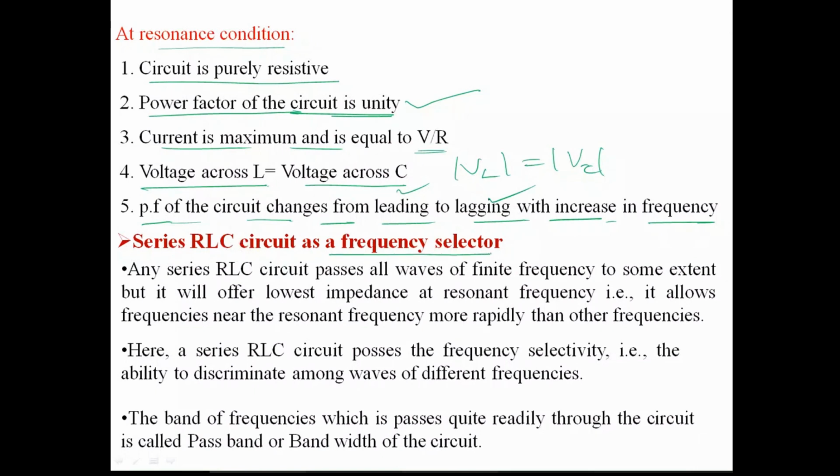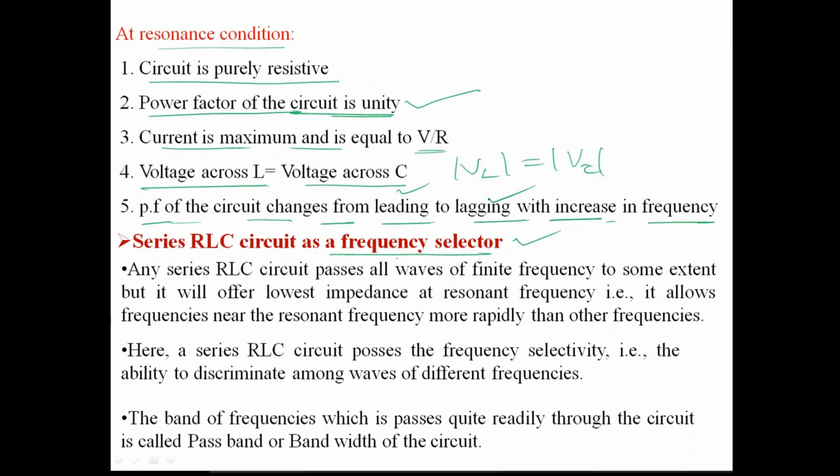A series RLC circuit as a frequency selector. So now this series RLC circuit is used as a frequency selector. At the beginning of the class, in yesterday's class, I told you it is used for the resonance circuit. The electrical resonance circuit is used to distinguish between the different frequencies. Therefore, this RLC circuit will be used as a frequency selector.